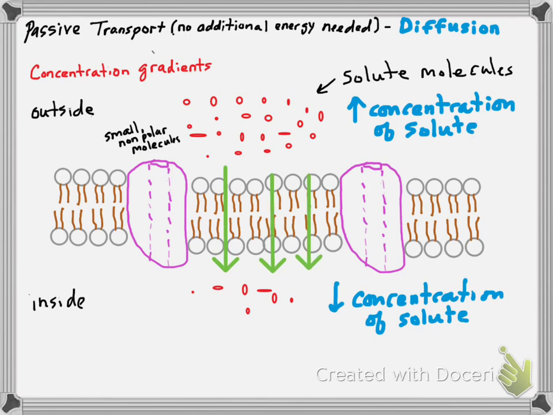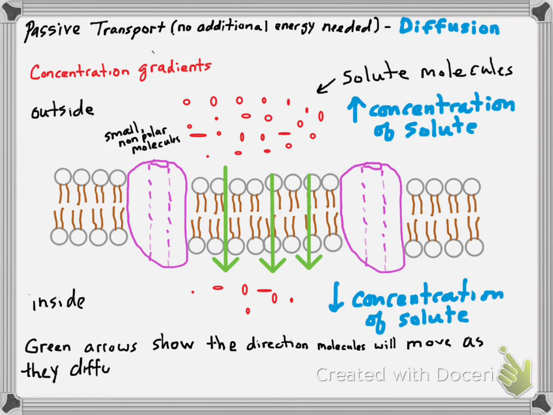Okay, so let's just get our concentrations down, and we'll label those molecules as small nonpolar molecules. And we know that we have a higher concentration outside than we do inside, and we know that we have small nonpolar molecules, so the molecules should move across the lipid bilayer from the outside of the cell to the inside of the cell, and we can see from the green arrows that that's what happens. So we'll just draw out that idea. Those green arrows are showing the direction of diffusion. And again, the molecules are diffusing down their concentration gradient from an area of higher concentration to an area of lower concentration.